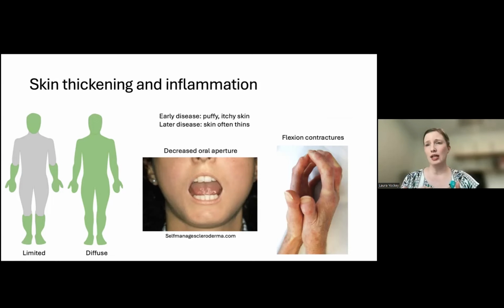Some of the things that we worry about and try to avoid is limiting mobility. Patients can have contractures in their hands and a limited ability to open their mouth, which are some of the longer term things that we want to prevent, that can really affect patients' ability to function and perform their daily functions.